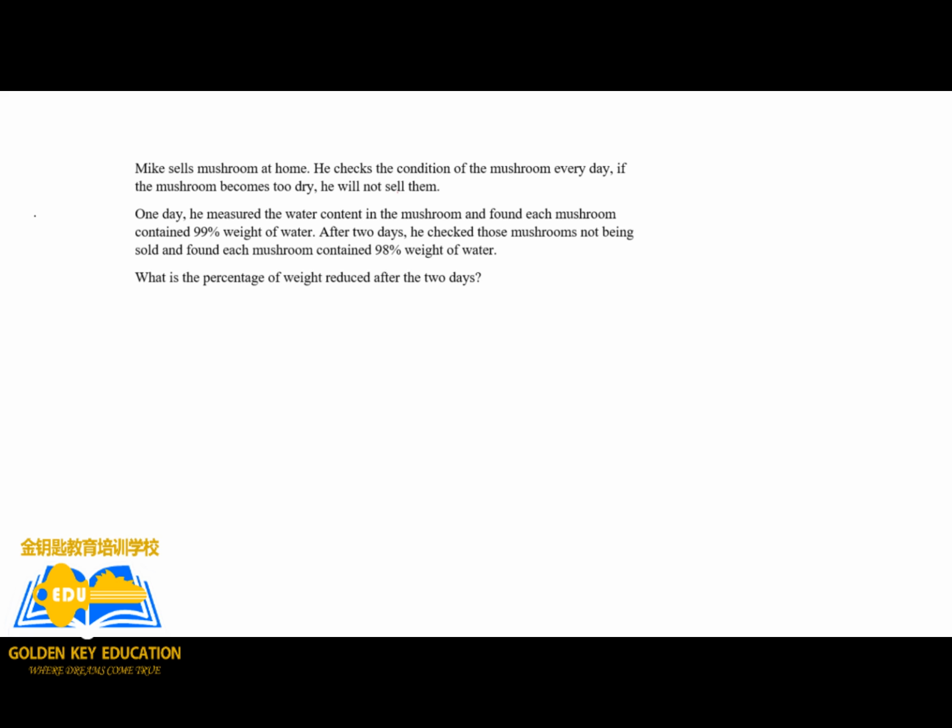Okay, no worries. First, we need to understand that the mushroom contains two parts: the dry mushroom part, which we'll call D, and the water content, which we call W. And the whole mushroom will be represented by M. So what does it mean that it contains 99% weight of water? Well, the whole mushroom, let's say, had a weight of that much. That's basically M. It's only this much that will be the D here, and the rest of it is just the water.